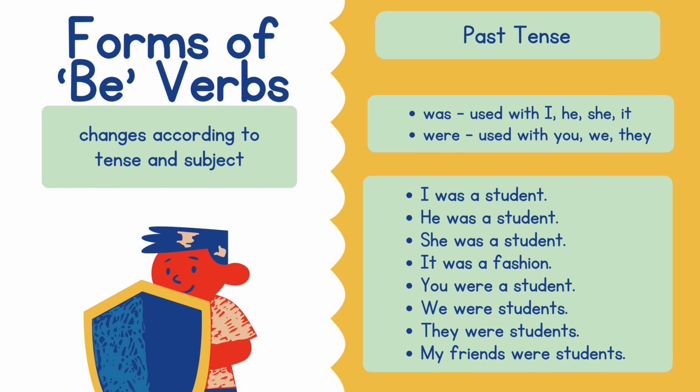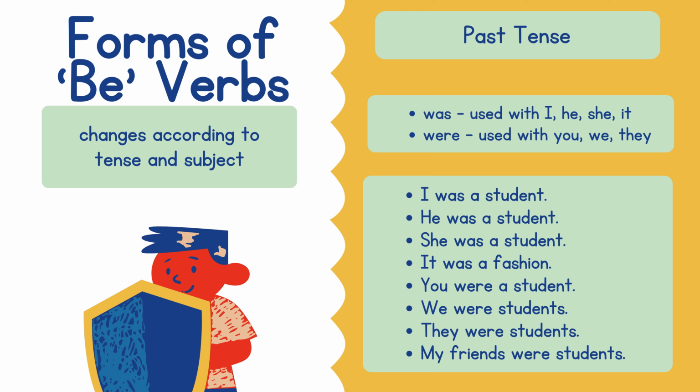Next, let's look at the past tense forms of the be verb. Just like in the present tense, the form changes depending on the subject. Was is used with I, he, she, it, and singular nouns. Were is used with you, we, they, and plural nouns.